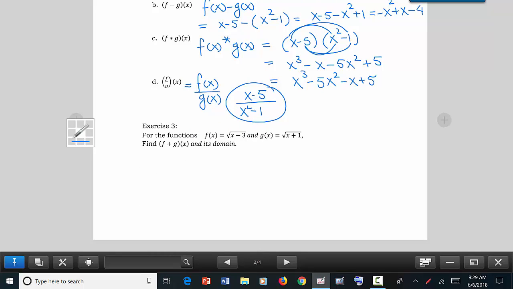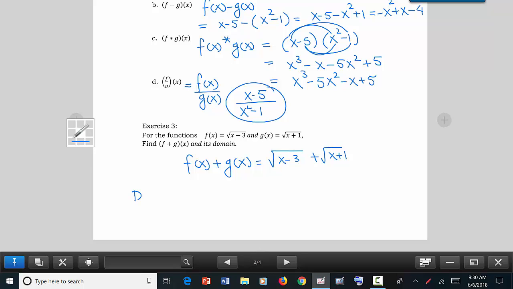Now here, f of x is that much and f plus g is given by the expression. So f of x plus g of x will be square root of x minus 3 plus square root of x plus 1, and they are not like terms, so we cannot combine. That's the final answer. But here the tricky part is the domain. Domain should always be the common part of both.